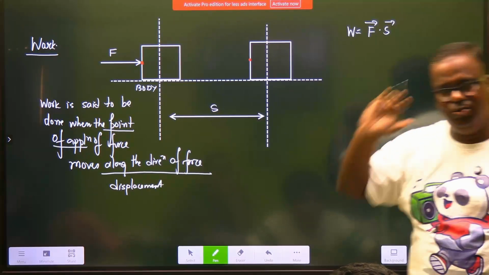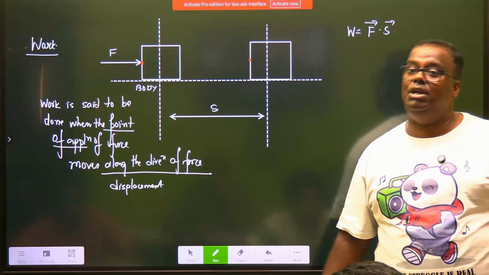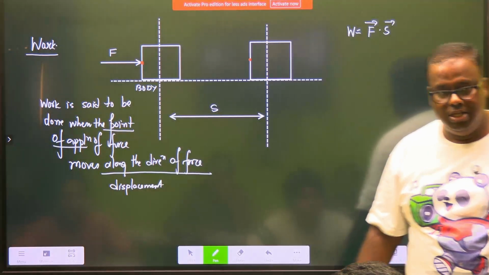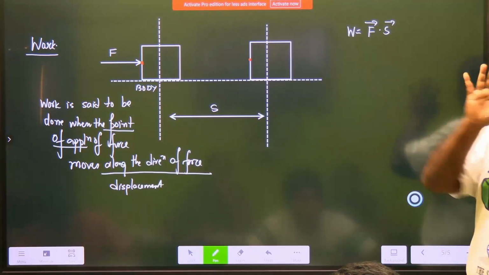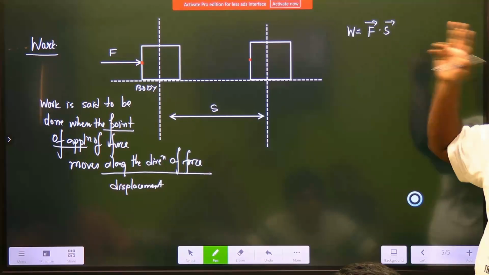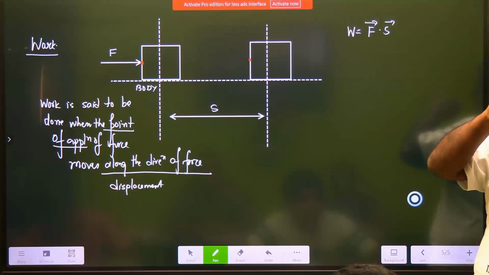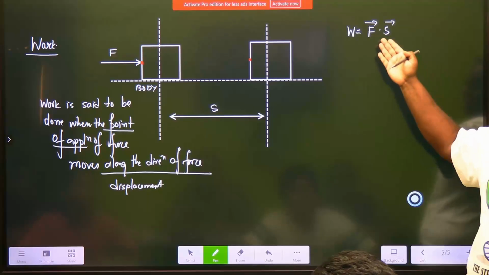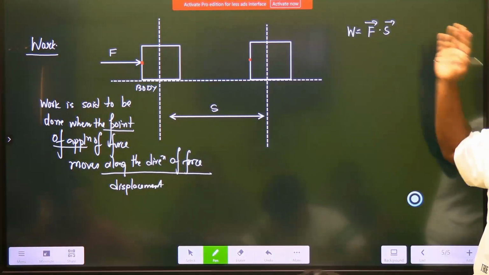So force is a vector, you agree. Displacement is a vector. Force and displacement being two vectors can be multiplied in two fashions. Scalar product or vector product. If you do a vector product, then the child is also a vector. But work is not a vector. Work is a scalar. So the product that happened was a scalar product. Scalar product is also known as dot product. Are you understanding? Don't write anything now. Just absorb what I am saying. Work is said to be done when the point of application of force moves along the direction of force.